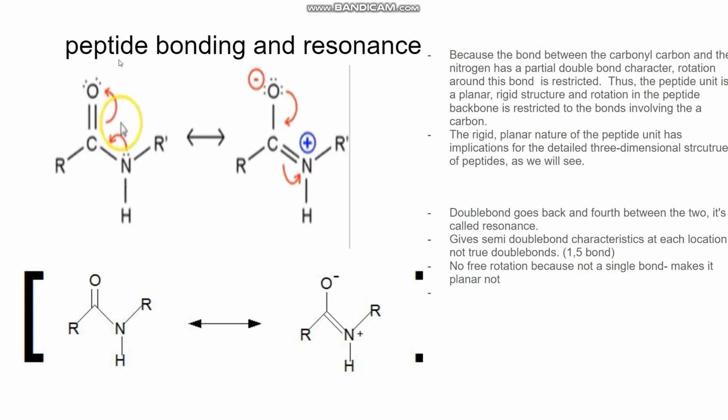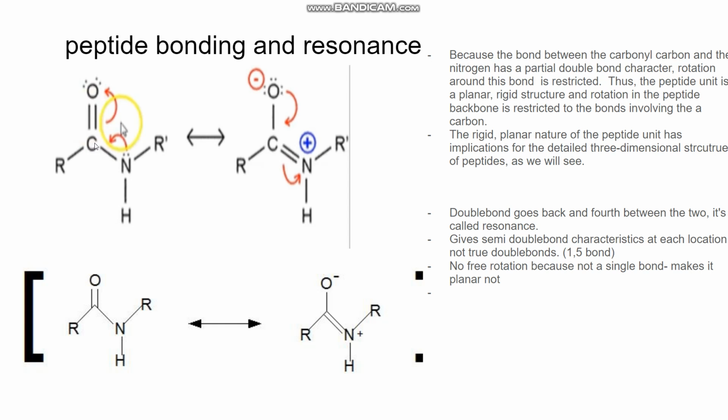When we talk about peptide bonding, it's very important you understand that there's resonance, right? Usually they write it up like this, but in reality, a peptide bond is not a single covalent bond only. It is a resonance. This double bond switches back and forth between the carbon-oxygen and carbon-nitrogen right here. It's very important to understand this because it makes it a 1.5 bond. So this is a bond that is stronger than the single bond, but not quite as strong as the double bond.